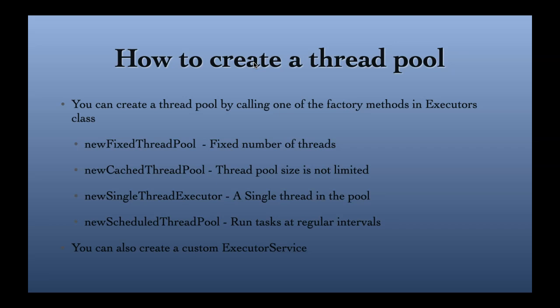As the name suggests, you have a fixed number of threads in this pool. Next one is newCachedThreadPool. This thread pool size is not limited. Next one is a single threaded executor. Basically you have just one thread in the pool. If you want to execute your tasks in a sequential manner, then you'd probably use a single threaded executor. And the last one is newScheduledThreadPool. This is if you want to run your tasks at regular intervals, something like a cron job.